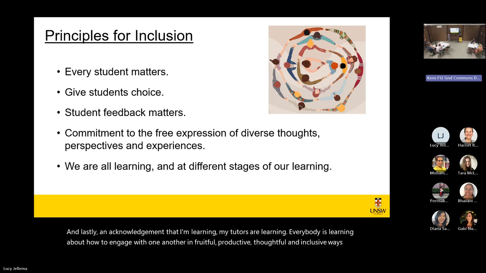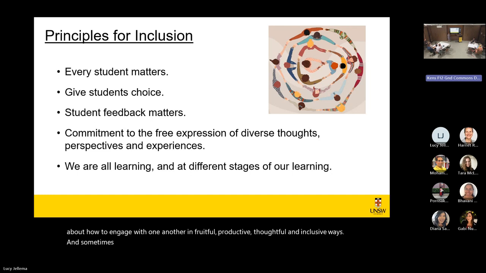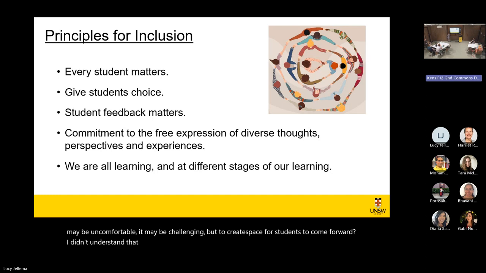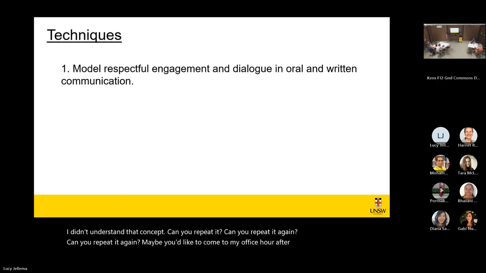Everybody is learning about how to engage with one another in fruitful, productive, thoughtful, and inclusive ways. And sometimes it's about inviting students to give you feedback that may be uncomfortable or challenging, but to create space for students to come forward and say, oh, I didn't understand that concept. Can you repeat it again? Maybe you'd like to come to my office hour after lecture, etc. Concrete techniques.